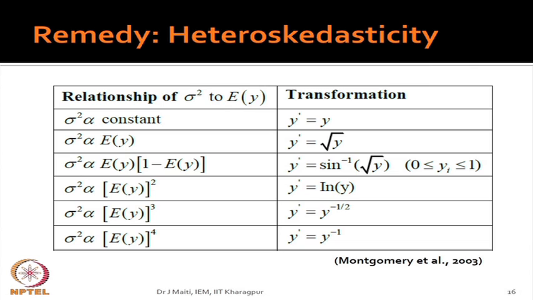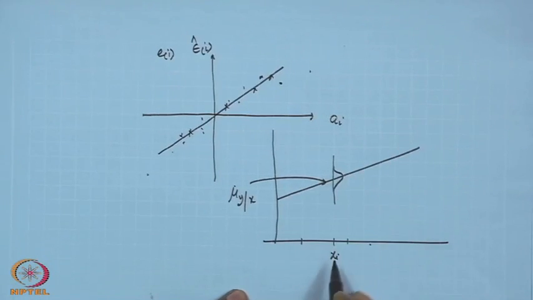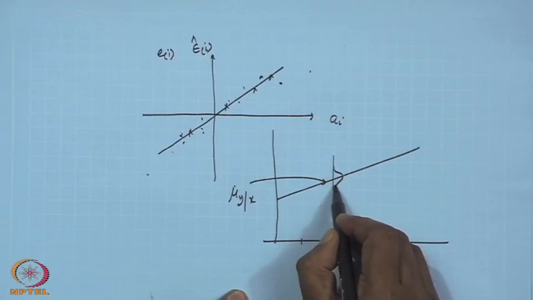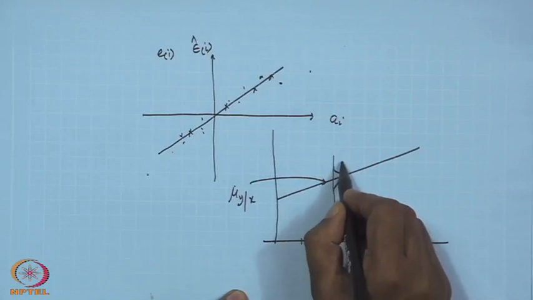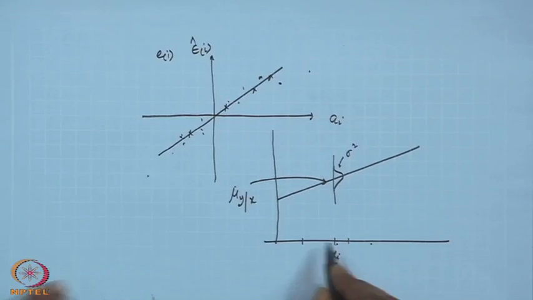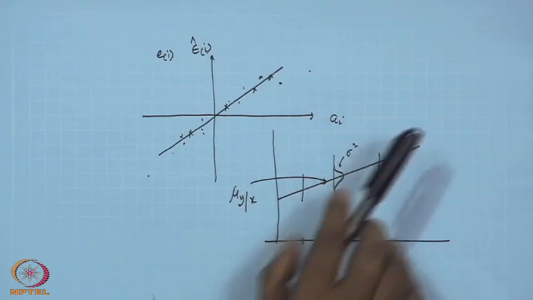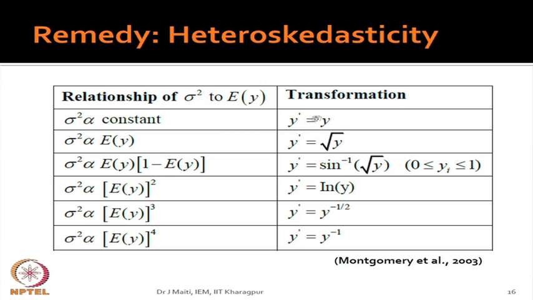I told you in the last class, suppose this one is xi. What I mean to say here is that for xi, this is the sigma value, and you write this as sigma square. Now, if it is constant across all values of i, then you go for no transformation. We write y dash equal to y.